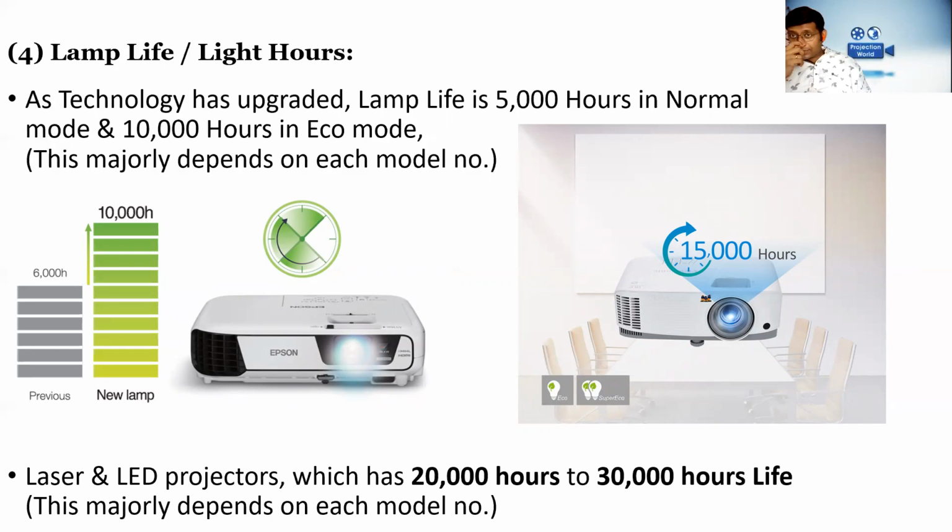So 20,000 hours, if you compare per day 2 hours, 3 hours, if you're going to use it that way, then you can go with the lamp projectors. Supposing you are using it 2 hours a day, 365 days in a year, 365 into 2 is around 740 hours, and 5,000 divided by 740, in normal mode, comes to around 6 years 2 months or something, which is fair enough for a projector, because after 5 years most of the clients are upgrading their projector.